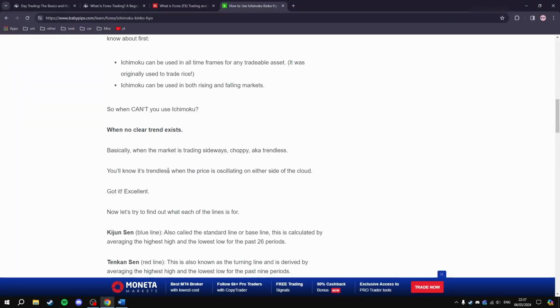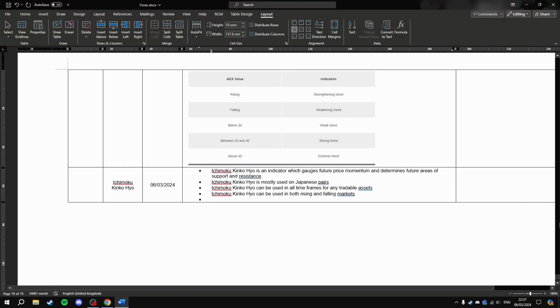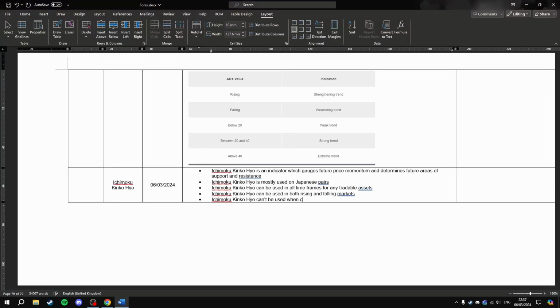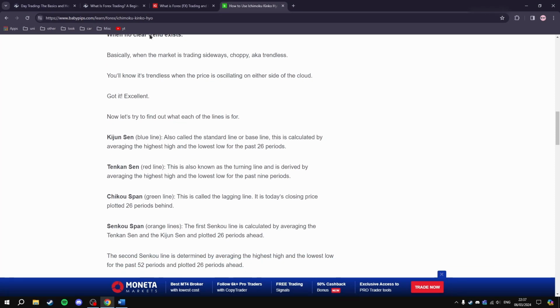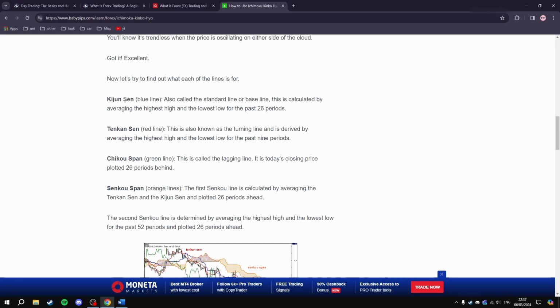So when can't you use Ichimoku? When no clear trend exists, so basically a ranging market. Ichimoku Kinko Hyo can't be used when no clear trend exists. Basically, when the market is trading sideways, choppy, aka trendless. Yep, you will know it's trendless when the price is oscillating on either side of the cloud.